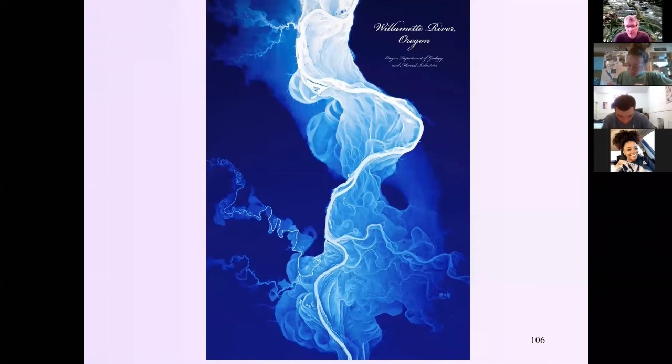This is an image from LiDAR, a laser remote sensed elevation map of the Willamette River in Oregon, and it is flowing from the bottom to the top. It's a river that flows through the Willamette Valley, from Eugene to Portland in Oregon. But what this fine scale elevation map does is it gives you an idea of how this river has moved across the landscape over time. And I just thought this is a really striking image that showed that.